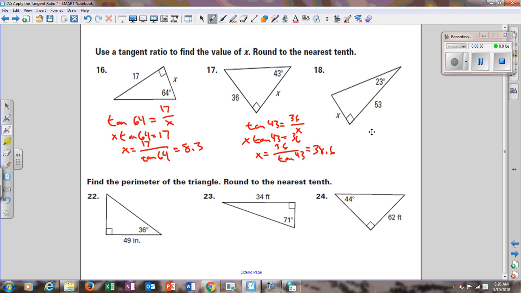And number 18, tan of 23 equals opposite, which is x, over adjacent, which is 53. Multiply both sides by 53. You get 53 tan 23 equals x. So you get x equals 22.5.